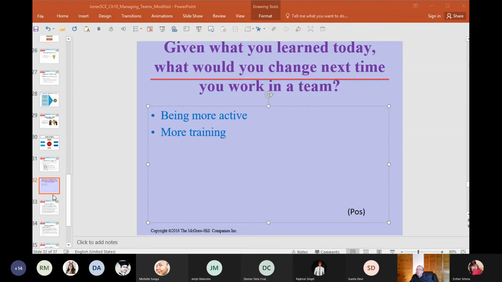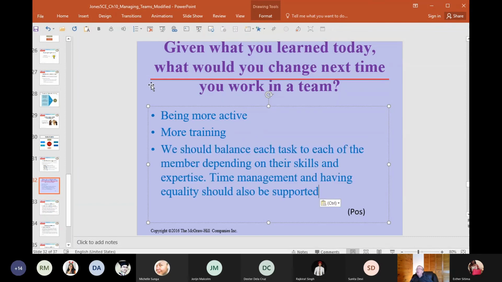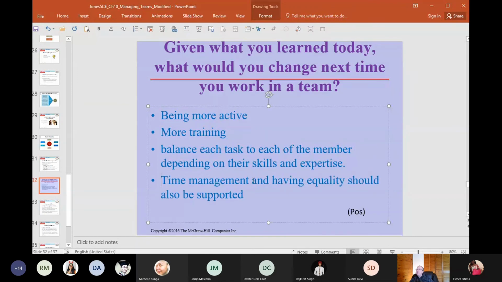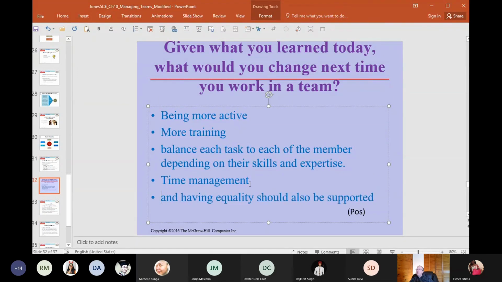So good. I will copy it right here in our slide. Balance each task. Balance the task. So that makes sure that the members have a fair load, right? Not too much, not too little. So depending on their skills, yes. So balancing each task to make it fair, if you want. And time management is also a very good point. So we must make sure that everybody has enough time to accomplish their task.